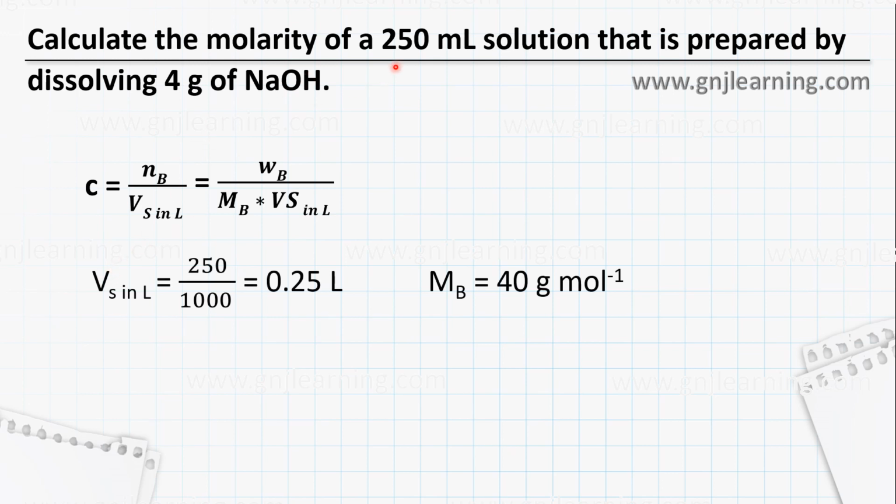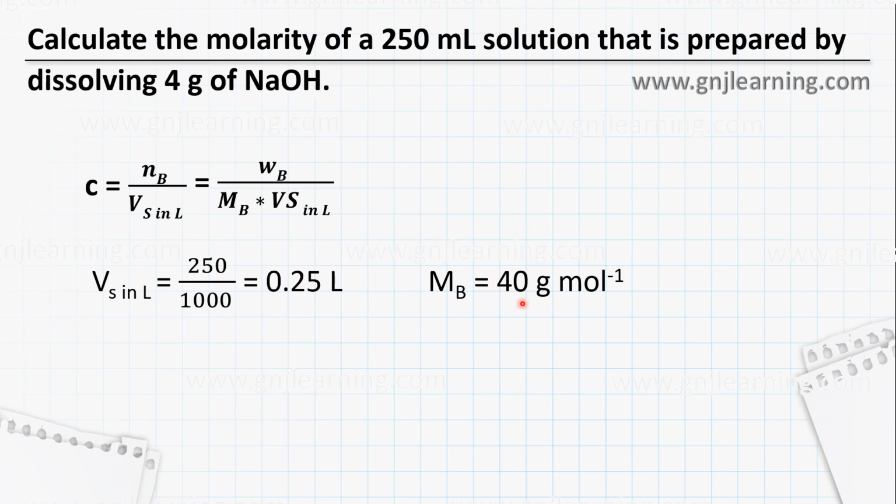Volume is given as 250 ml. So I need to convert it into liters if I want to use it for the molarity calculation, because it is volume of solution in liters. So volume of solution in liters is equal to 250 divided by 1000, that is equal to 0.25 liters. Clear? So how to convert ml into liters? ml must be divided by 1000, so that will be converted into liters. Now what is the molar mass? That is equal to 40. So you just add all those atomic masses of the atoms present in the compound.